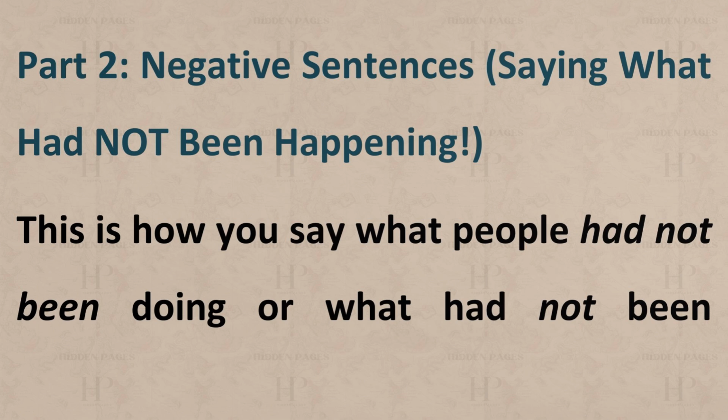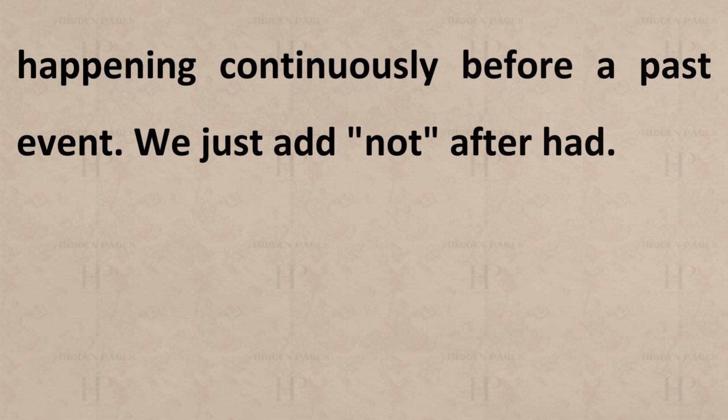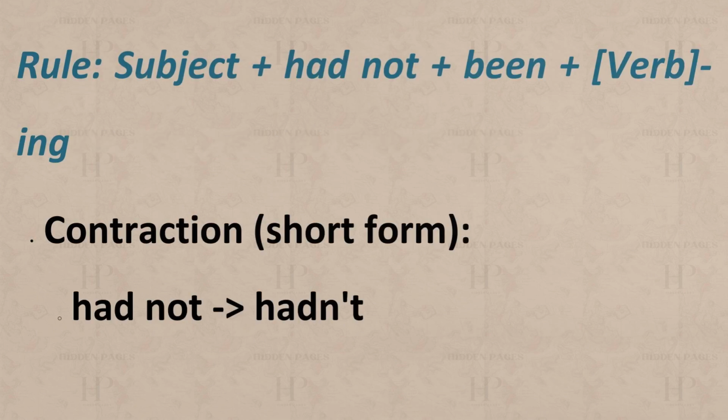Part 2. Negative sentences, saying what had not been happening. This is how you say what people had not been doing or what had not been happening continuously before a past event. We just add not after had. Rule. Subject plus had not plus been plus verb-ing. Contraction, short form. Had not, hadn't.